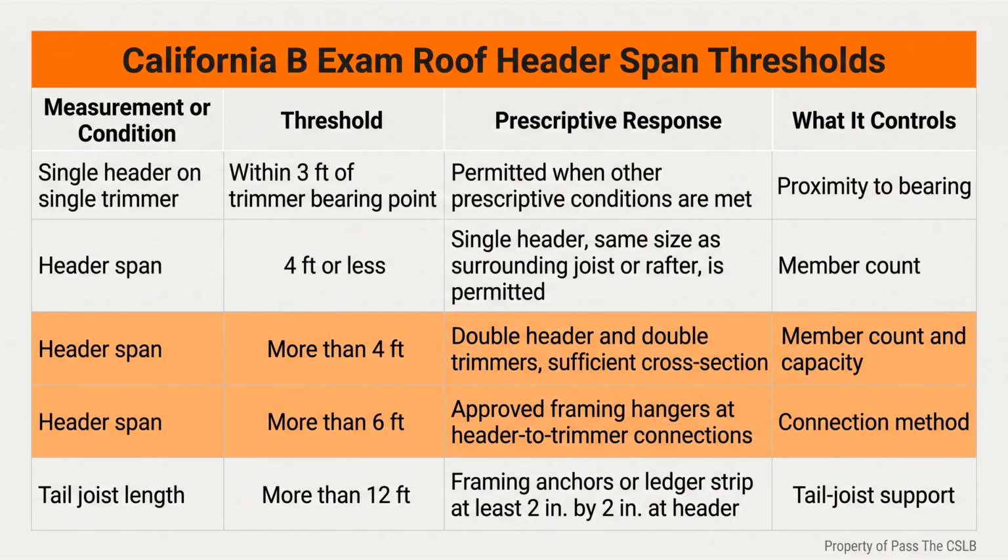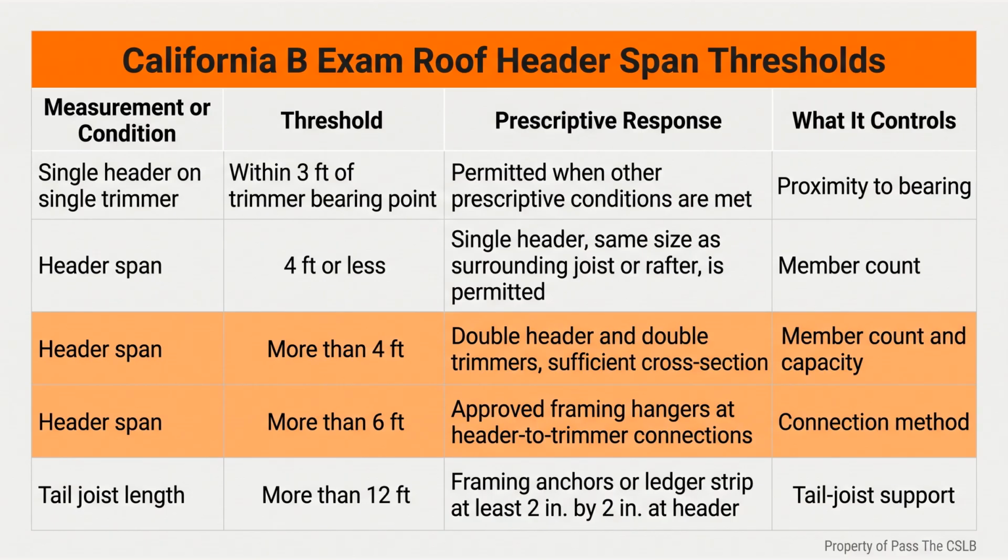I attach each threshold to a question. Is the header more than 4 feet? More than 6 feet? Is the tail joist more than 12 feet? Is the single header within 3 feet of bearing? That sequence keeps the measurements from trading places in my memory.